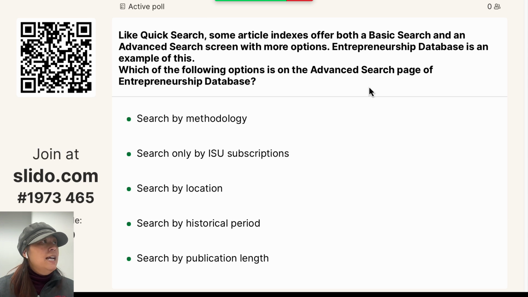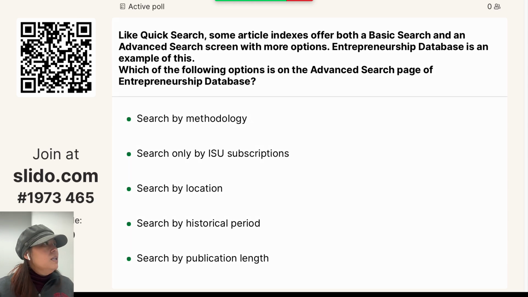So you should go ahead and open a new tab. It says article indexes offer basic search and advanced search, entrepreneurial databases like that. Go to the entrepreneurial database and go to the advanced search page. You're going to look at how you can search in that database: methodology, ISU subscriptions, location, historical period, or publication length, okay? We'll be referring back and forth to this. I actually had it printed out because I wanted to make sure that I didn't miss it. Hang on.